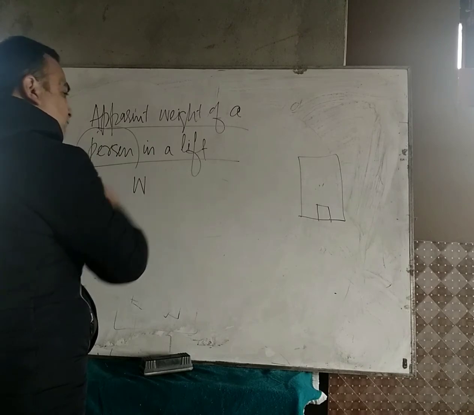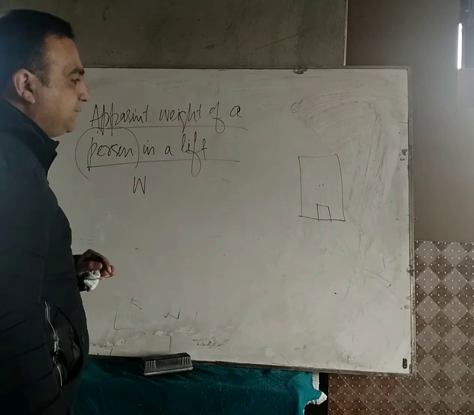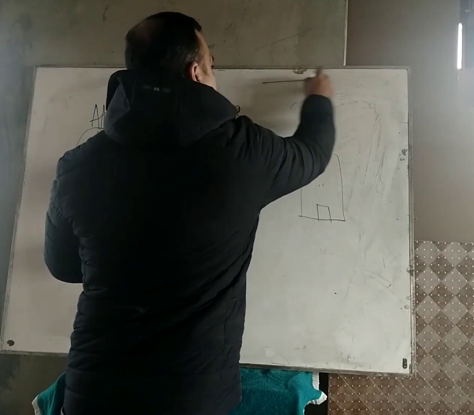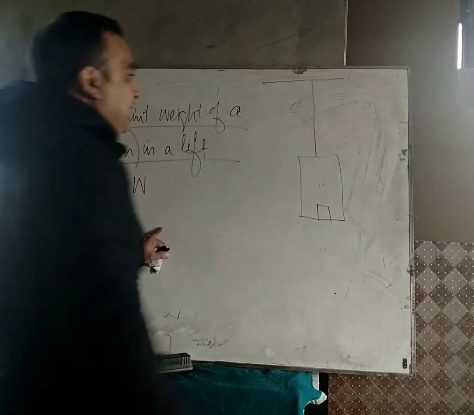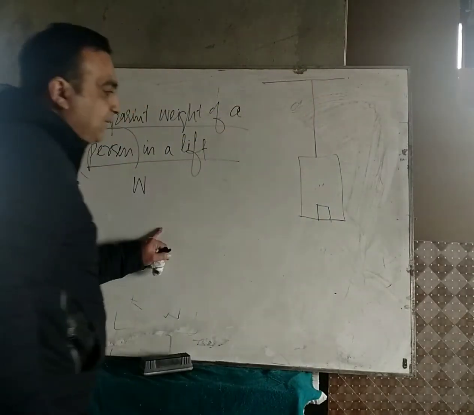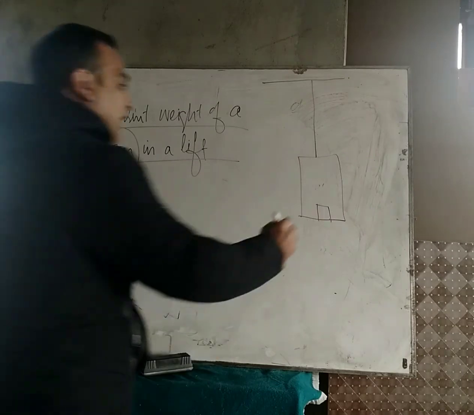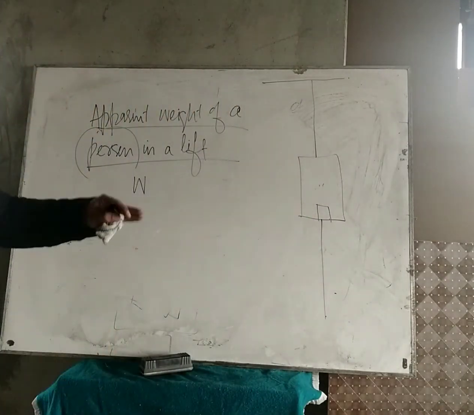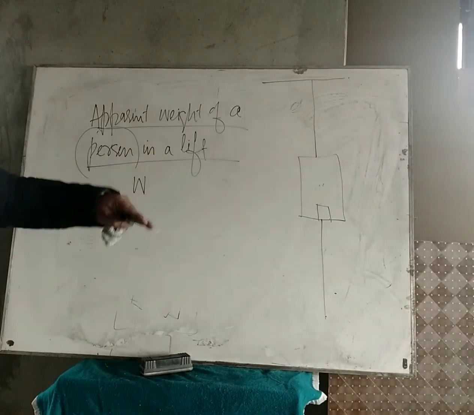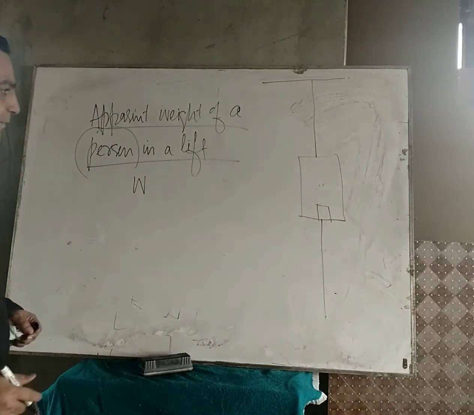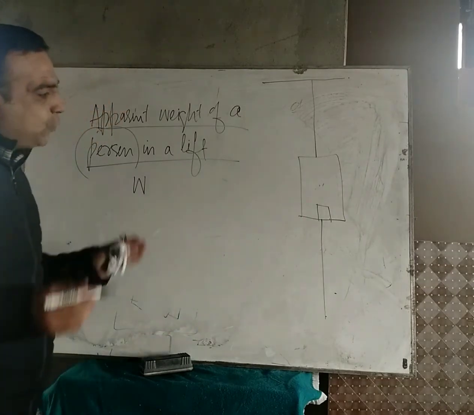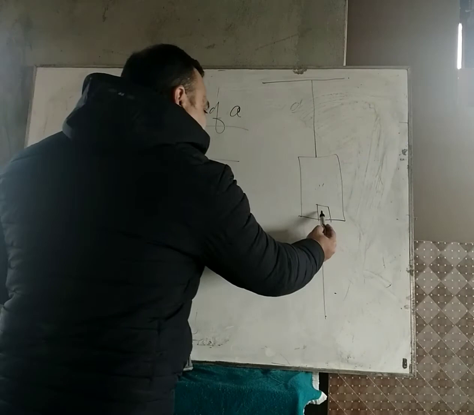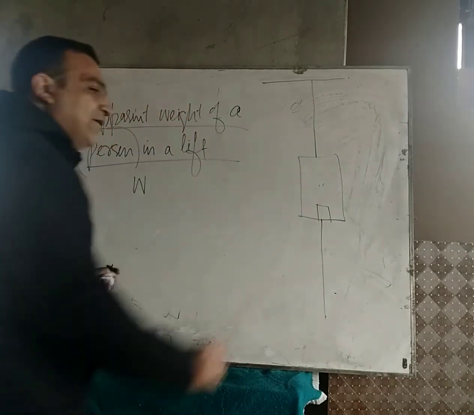And this lift is fixed with something. It has a rope. And this lift is going up. This lift is moving up with respect to the ground. Now, what are the various forces that will act on the person standing in this lift?